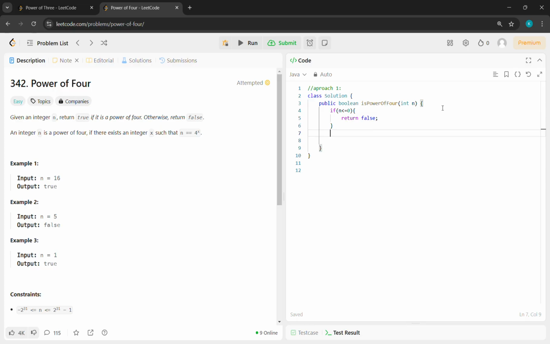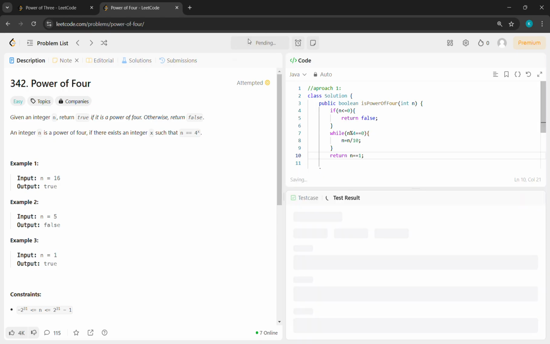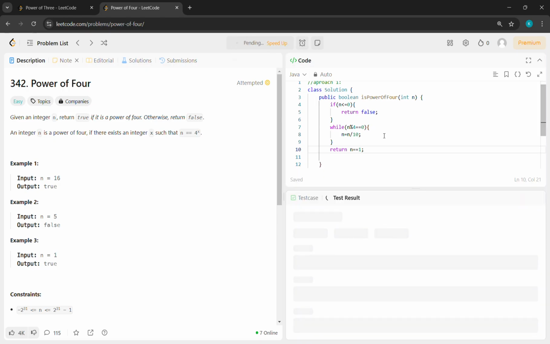Moving next, we would be doing while जब तक के लिए नंबर divisible by 4 है. अगर ऐसा है then what we would be going to do something like this. Number divided by 4 हो गया and just we would be returning n is equals to 1. Let's submit, and the solution is accepted.